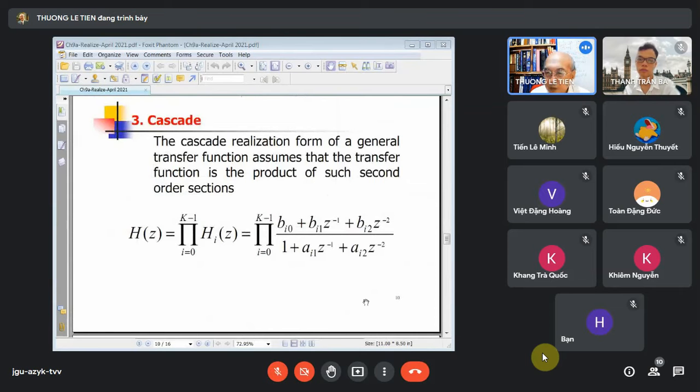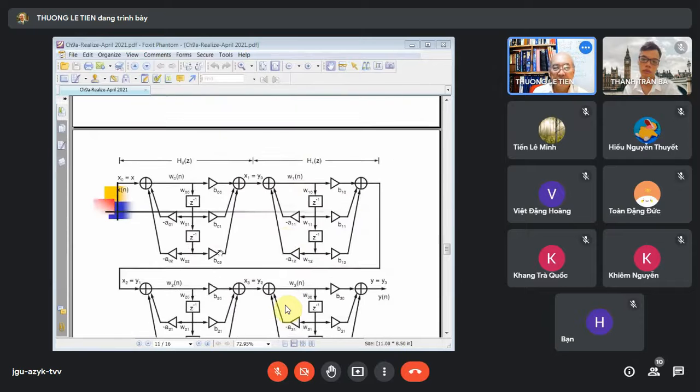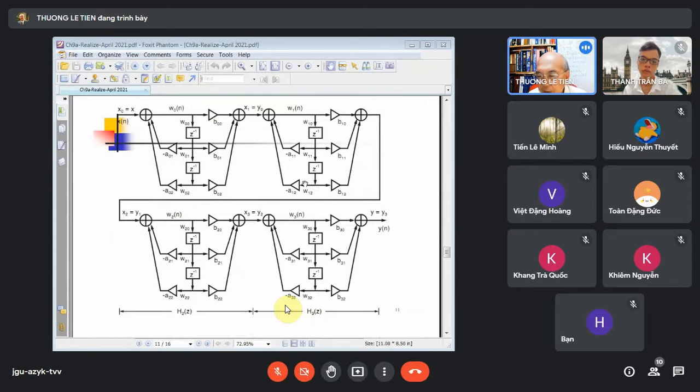Now, what about the cascade form? The cascade form or series form, based on the basic concept, we split H(z) into a product of second order sections. Second order section or first order section or third order section, depending on the instructions. Yeah, but normally second order section. Okay, we split H(z) up into the product of second order sections, and we sketch each of the second order sections, then connect them in cascade. For example, this one, we have 4 second order sections connected in cascade form. So that means what is the filter order, what is the order of the whole system?